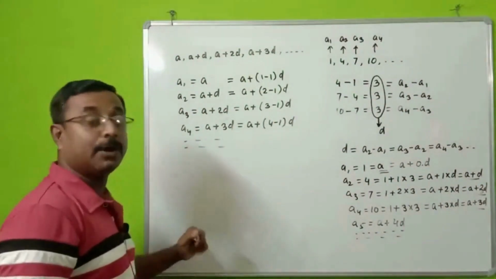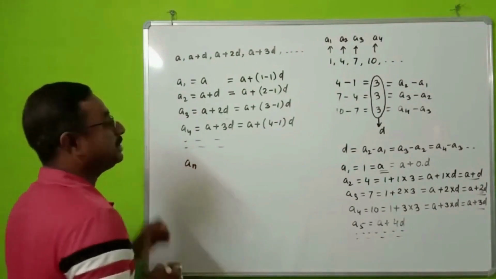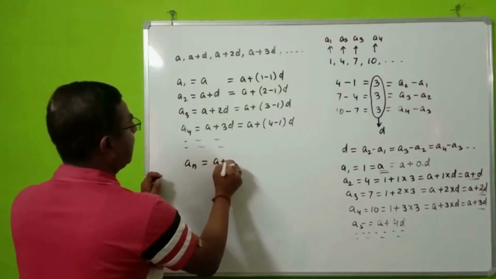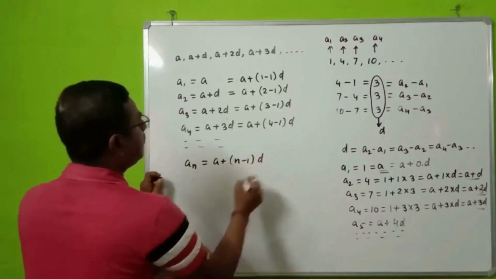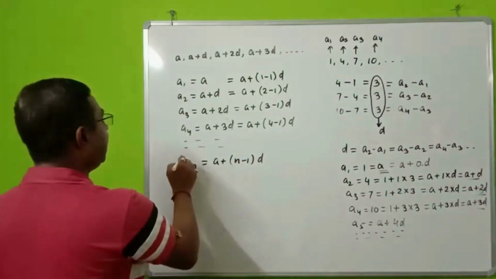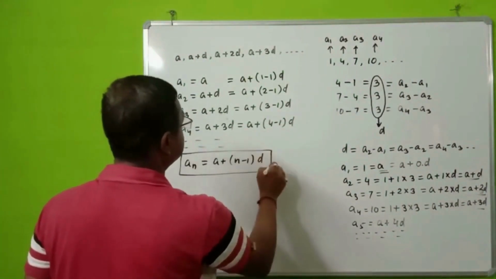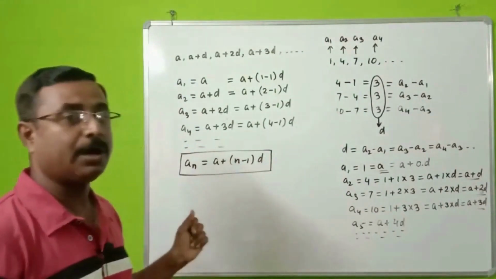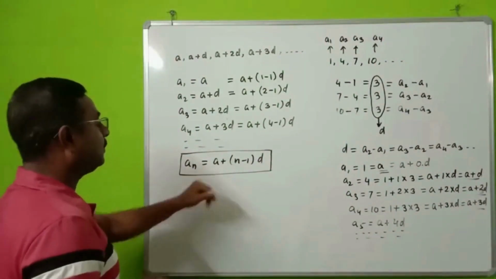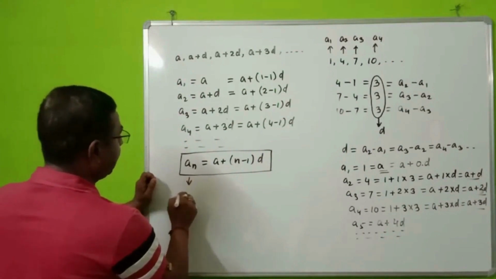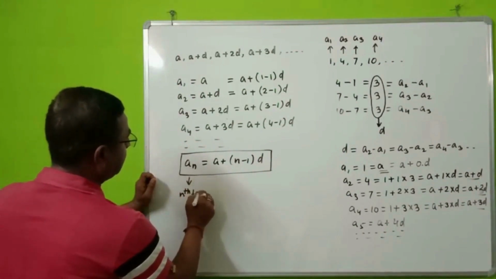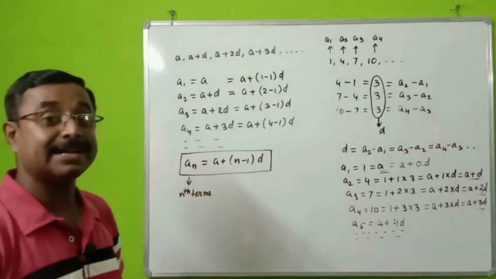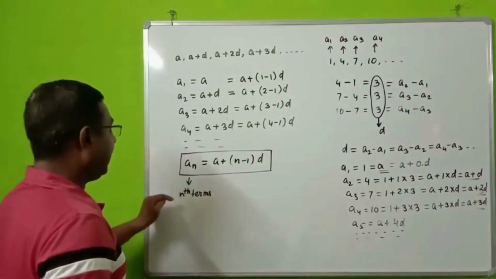In that way, if we continue and have the nth term, then an can be represented as a plus n minus 1 into d. Got it? And this an is equal to a plus n minus 1 into d. This is called the formula for finding the nth term of an arithmetic progression, or AP. In this formula, an is the nth term. Remember these points, what each of these letters is denoting.